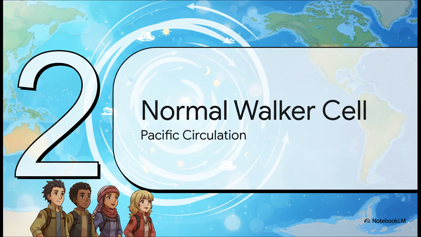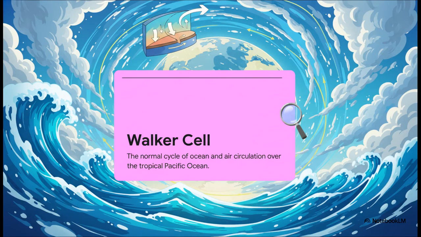Moving on to Section 2. Let's look at the normal Walker cell. So let's take that golden rule and apply it to a real-world map. Specifically, the massive stretch of the Pacific Ocean between South America and Australia. Right now, there is an invisible atmospheric loop operating that dictates normal weather patterns across half the globe. Scientists call this incredible engine the Walker cell.